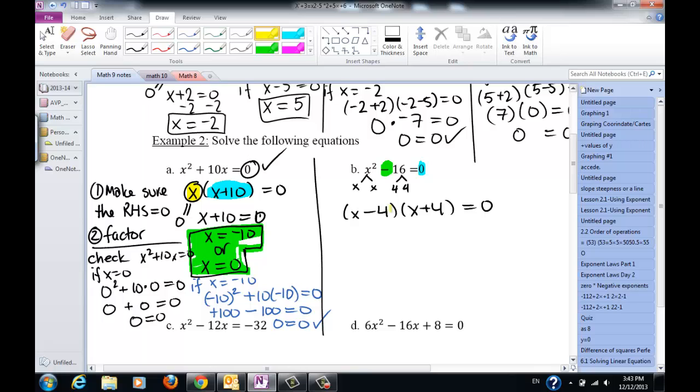So my question is, what multiplied by what is equal to 0? What value for x can I put in there so that one of these becomes 0? If this equals 0, then it's 0 multiplied by my blue piece, and anything multiplied by 0 is 0. So that means that x minus 4 must equal 0. Add 4 to both sides, I get x equals positive 4. That's one of my answers. The other case is if this equals 0. Well, x plus 4 equals 0. I'm going to subtract 4 from both sides, and I get x equals negative 4. Here's my other answer. Now let's check them.